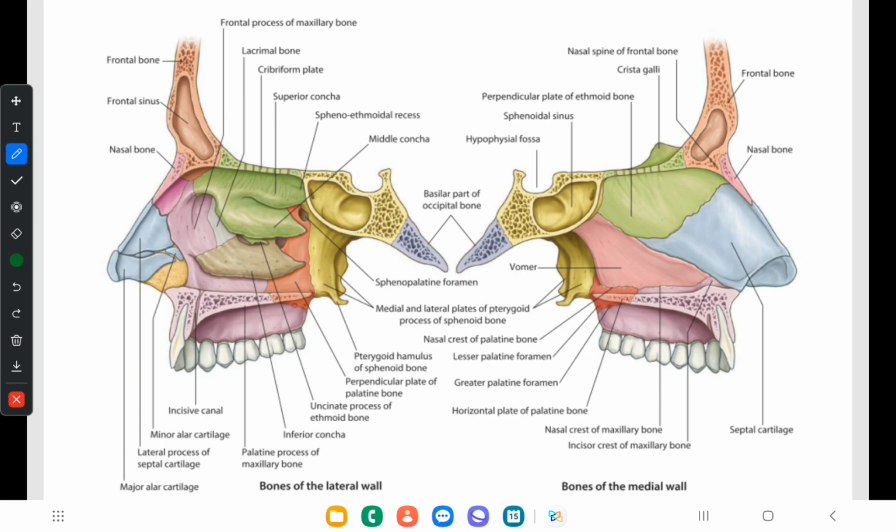And it receives openings of four paranasal sinuses: middle ethmoidal, anterior ethmoidal, frontal, and maxillary. Here you can see the hiatus semilunaris, opening of maxillary sinus or in the floor of the hiatus semilunaris. And here this part is called as the hiatus semilunaris. And then you can see the small dots here. Those are the openings of middle ethmoidal cells.